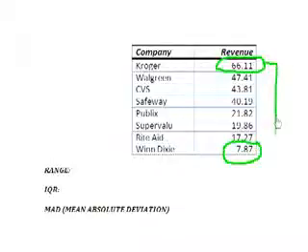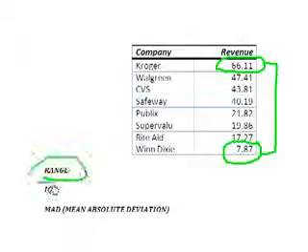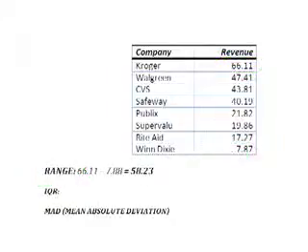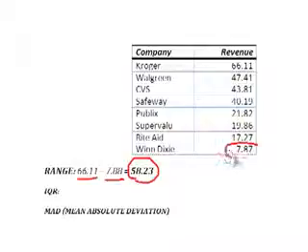So the difference between the highest and the lowest point tells us the range or the dispersion of our data set. So how do we calculate that? Just subtract one from the other. So all I did was I took my 66.11, my highest point, minus my lowest point of 7.88, and came out with a range of the data of 58.23.